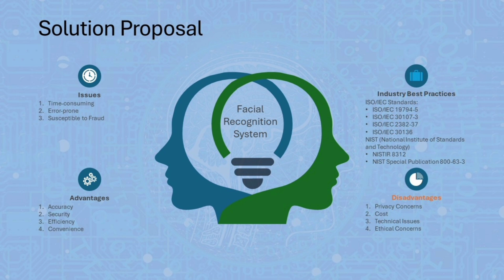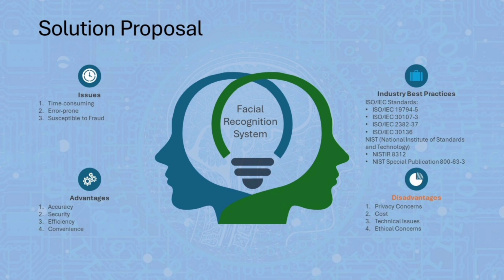Now let's focus on the disadvantages of the system. The first one is privacy concerns. Collecting and storing biometric data raises significant privacy issues. There is a risk of misuse and unauthorized access to sensitive personal data. The second one is cost. Implementing a biometric attendance system can be expensive. The costs include purchasing and maintaining the necessary hardware and software, as well as training staff to use the system effectively.